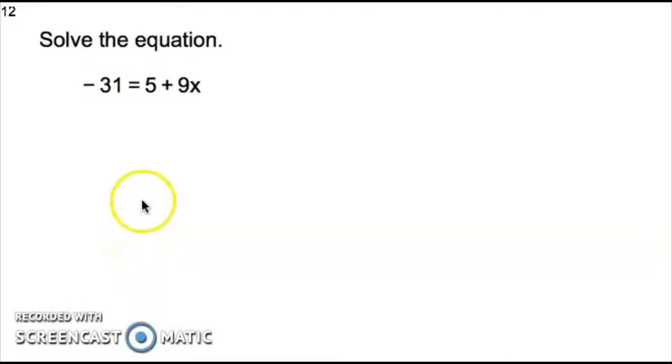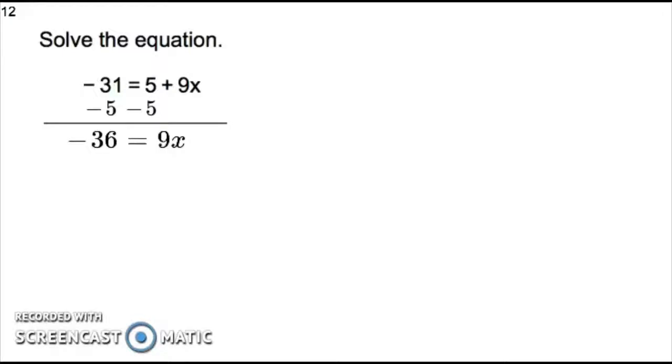Number 12, we are solving the equation negative 31 equals 5 plus 9x. The first thing we have to do is subtract 5 from both sides. That's because the 5 is in the front and these two are being added, so we've got to do the opposite sign, which is subtraction. So negative 31 minus 5 is negative 36. Divide both sides by 9 and you'll get x is negative 4.